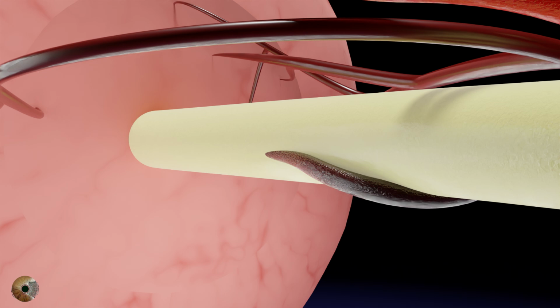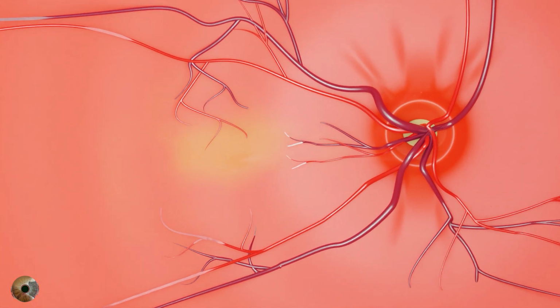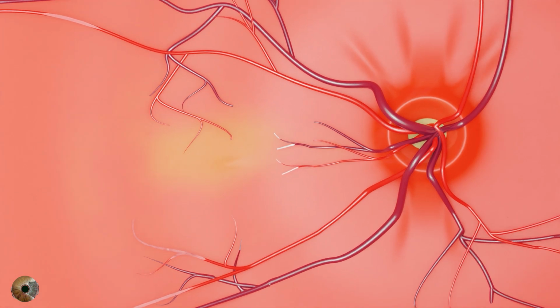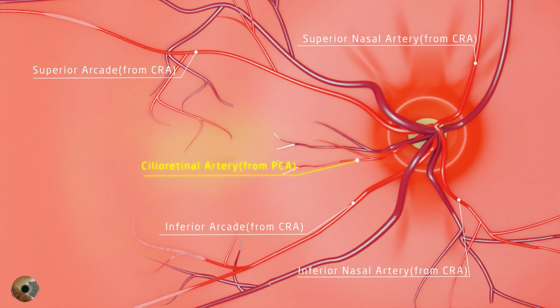It continues this intraneural course until it reaches the lamina cribrosa of the sclera. At the level of the optic disc, the CRA emerges from the optic nerve head and immediately branches into four major retinal arterioles: superior temporal, inferior temporal, superior nasal, inferior nasal. These branches course along the nerve fiber layer and form two major arcades in both the superior and inferior hemispheres of the retina. They supply the inner two-thirds of the retina, from the nerve fiber layer to the inner nuclear layer.